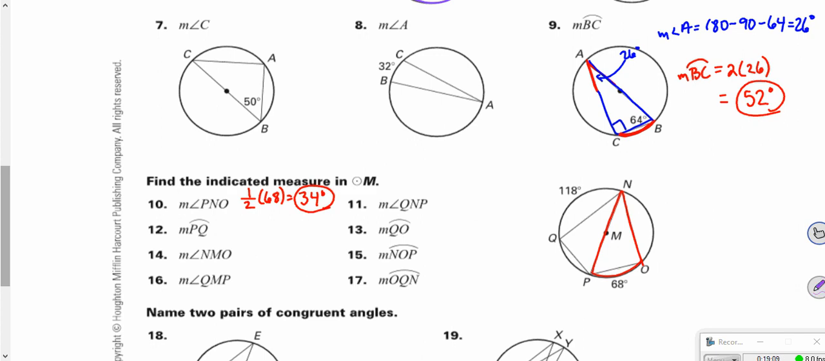Now, the measure of angle QNP. These are not necessarily congruent. What I do know is that PN is the diameter.